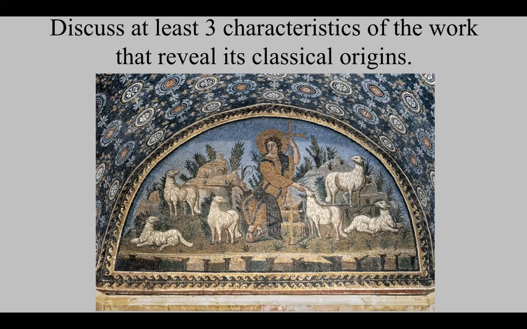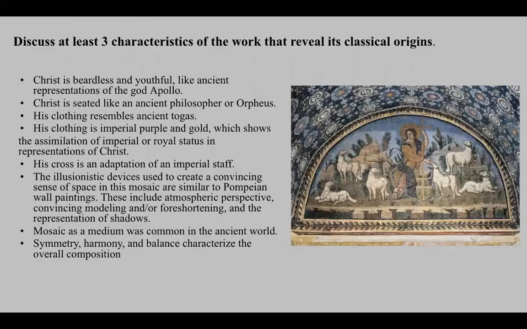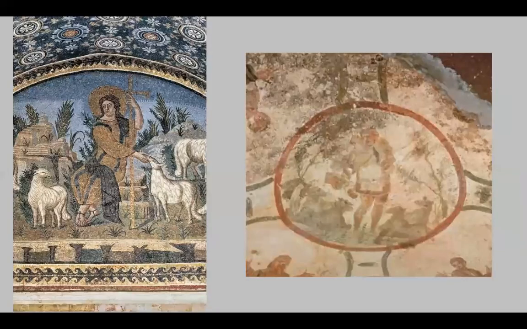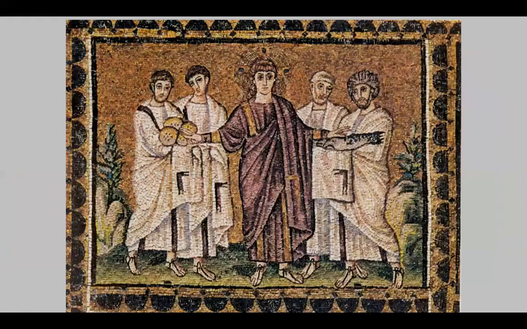He still is in charge of his flock, right? We see his flock around him. And so there's a lot of classical characteristics to this mosaic. Even the layering of space in a landscape sort of form is very Roman-esque. Okay, so we can start to see that transformation.